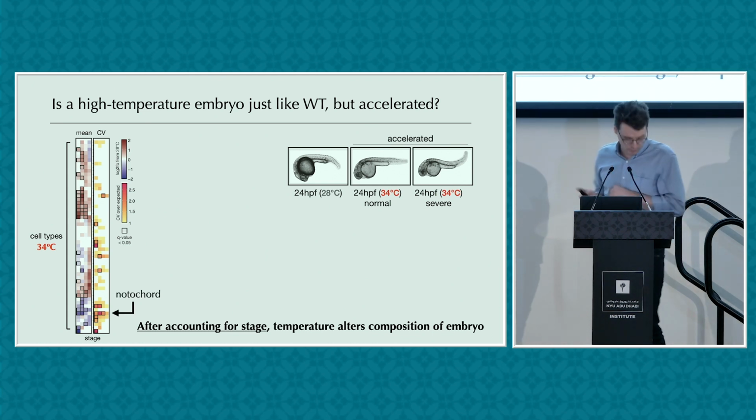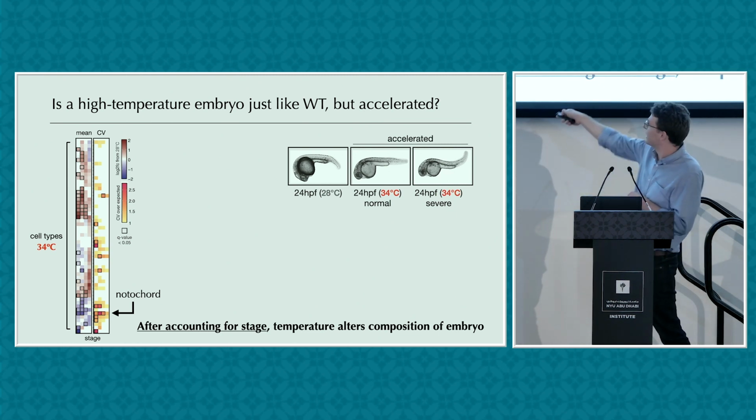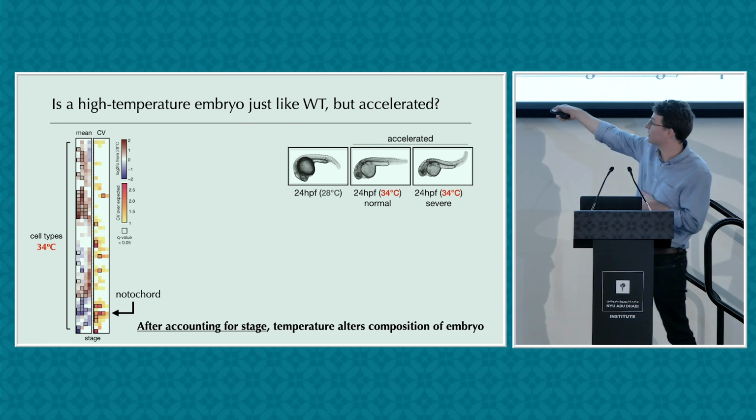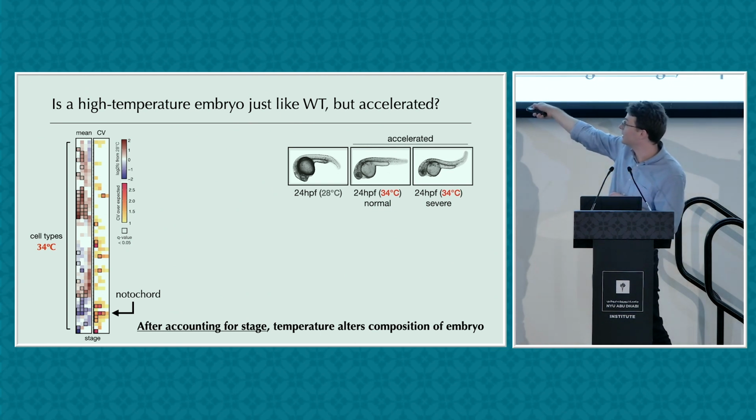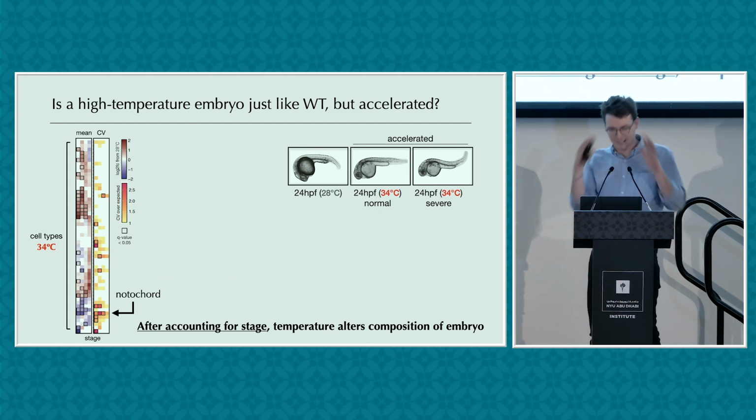And to move on, I'm just going to give an example of how these new phenotypes have led us to understand the molecular source of temperature sensitivity in the notochord, which is a cell type where we saw both a decreased mean and an increase in variance. So again, mirroring that effect from the beginning of the talk.